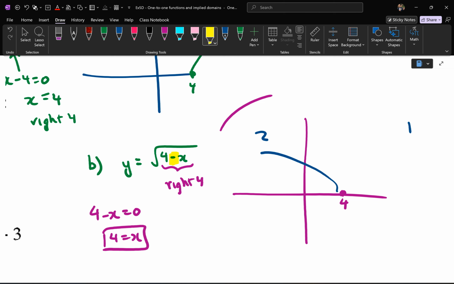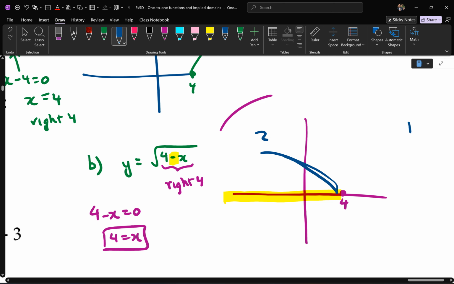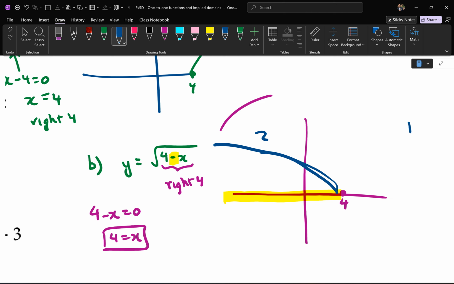Can anyone see? What x values can this graph take? Ben? Yeah, all of this. Because the graph clearly was only from here onwards. You can't take anything bigger than 4. It can obviously be the point.